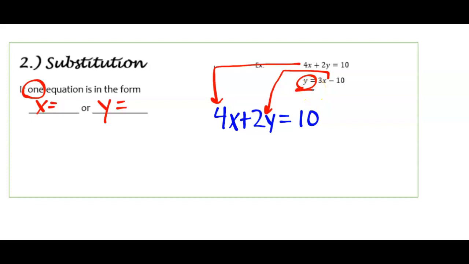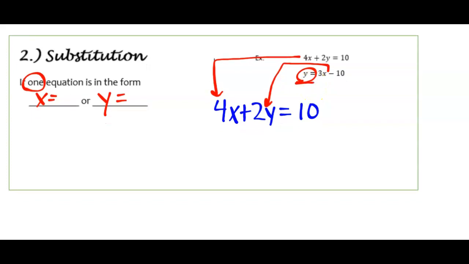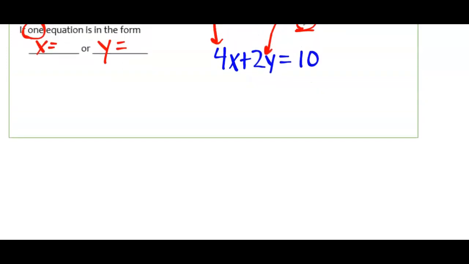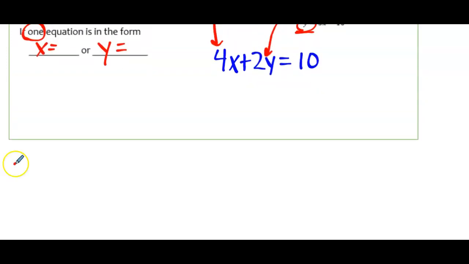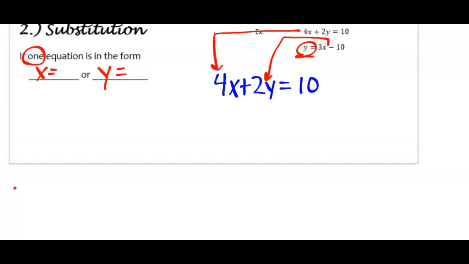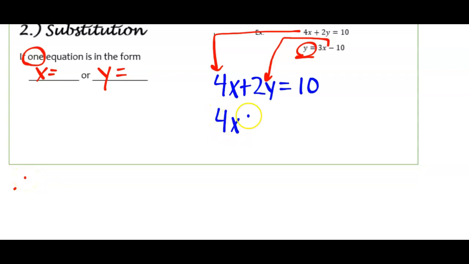Okay, so if I do that, I'm going to get 4x plus 2. I'm going to replace my y again with 3x minus 10.